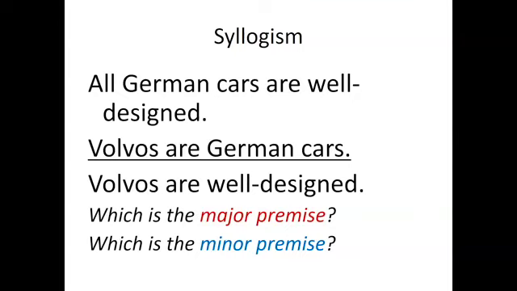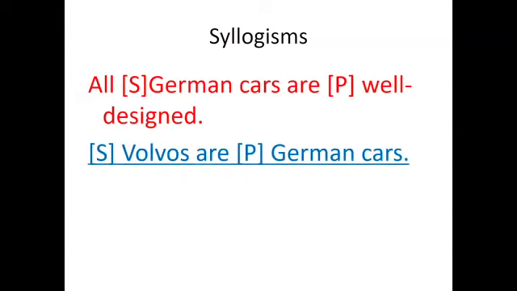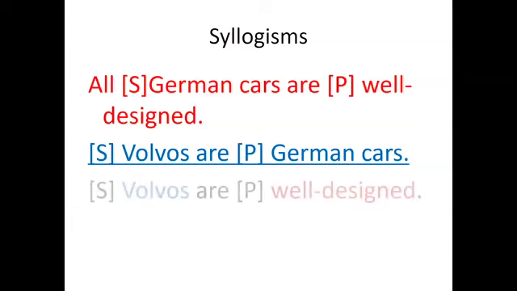And clearly it's the first one. All German cars are well designed. So we will put that one in red here to indicate that that's the major premise. The other premise will be the minor premise in blue. And we can see how that matches up with our definition of major premise and minor premise. So we see that well designed is the predicate of the conclusion here. And since that term is contained in the first premise, that premise on the top there is the major premise.